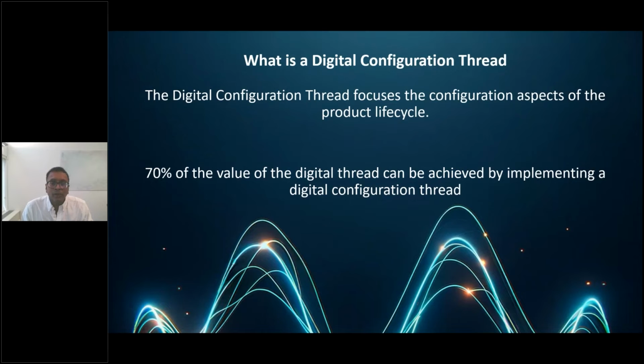The digital configuration thread really focuses in on the configuration aspects of the product lifecycle. We believe that you can derive up to 70% of the value of the digital thread simply by focusing on configuration information. And this is because configuration information allows you to derive the majority of the data points that you need to make good product decisions. And this approach also allows for a more lightweight process than huge integration projects. And one of the advantages of starting with configuration is that it allows you to start small and think big, and it significantly reduces the barrier of entry.